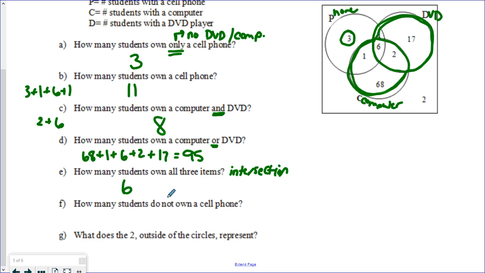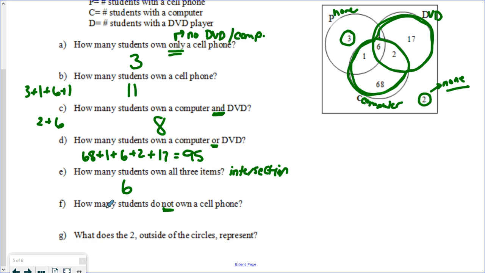How many students do not own a cell phone? Do not own a cell phone. So you could add up everything that's not in this piece. You could add 68 plus 2 plus 17. Don't forget about this 2. This 2 represents none. So don't have a phone, don't have a DVD player, and don't have a computer.